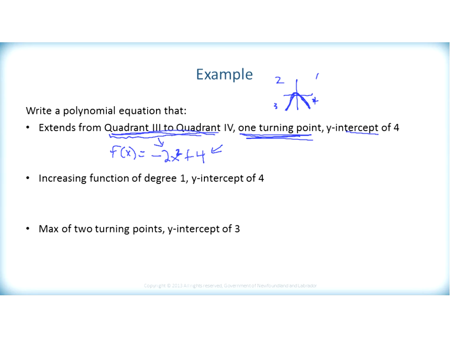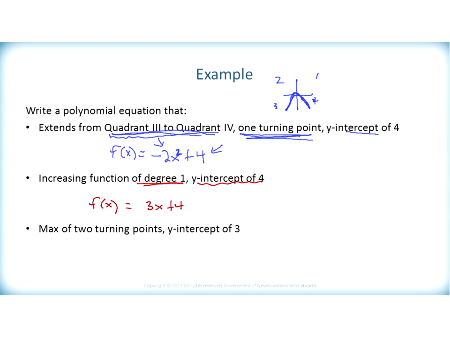Next, we're going to look at an increasing function of degree 1. This tells us there's a linear and a y-intercept of 4. So we have f of x. An increasing function means that we have a positive slope. So we could have 3x, which would be an increasing function, plus 4.